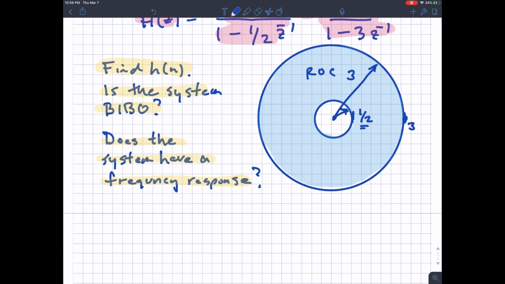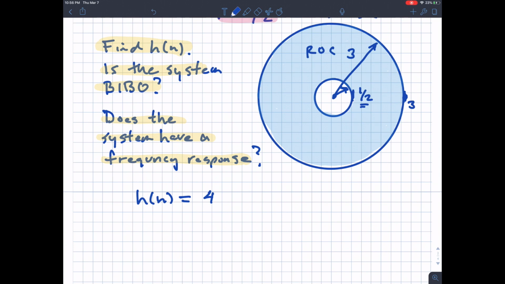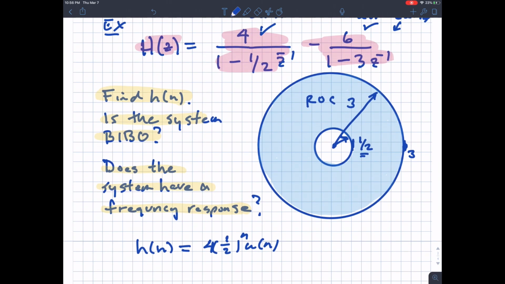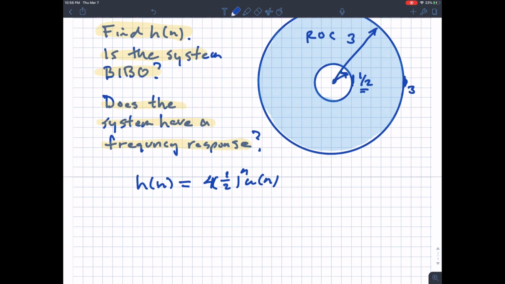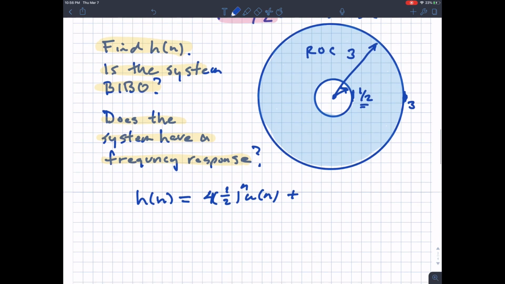Okay, so that lets us write down h of n. The 1/2 term is causal, all right, so there's this constant of 4 out front, 4 times 1/2 to the n u of n. Okay, and the minus 6 over 1 minus 3 z to the minus 1 is anti-causal. So remember, the minus sign is already built into that transform. So we'd have a 6 out front, 3 to the minus n, u of minus 1 minus n. All right, so that's the impulse response.